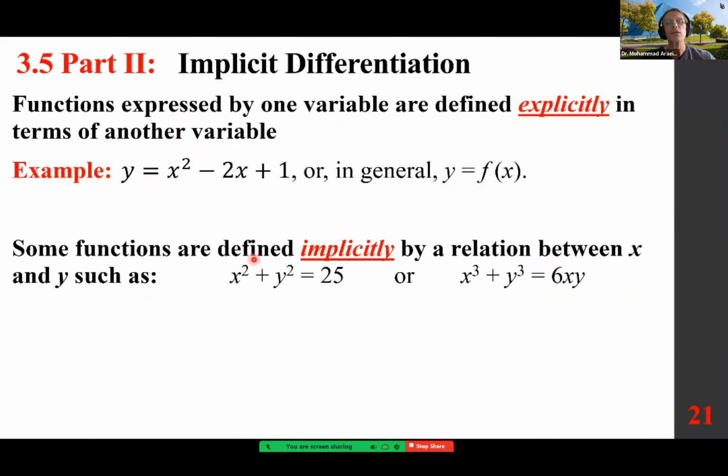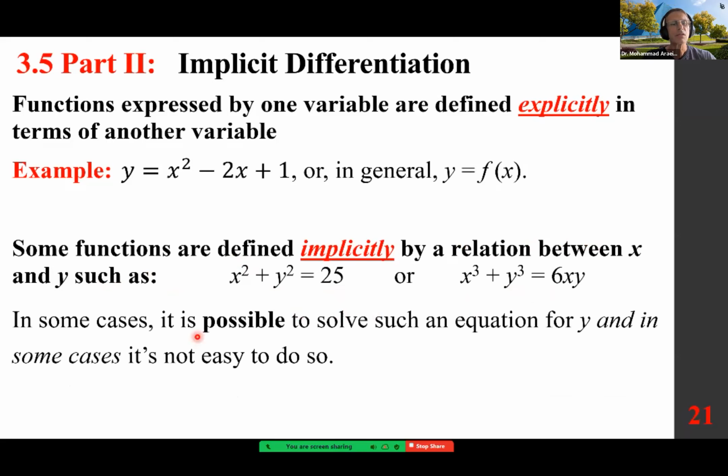Some functions are defined implicitly by a relation between x and y. Such examples are x squared plus y squared equals 25, or x cubed plus y cubed equals 6xy. In essence, x and y may be on the same side, may be intertwined. In some cases, it is possible to solve such an equation for y, and in some cases, it's not easy to do so, and sometimes even impossible.